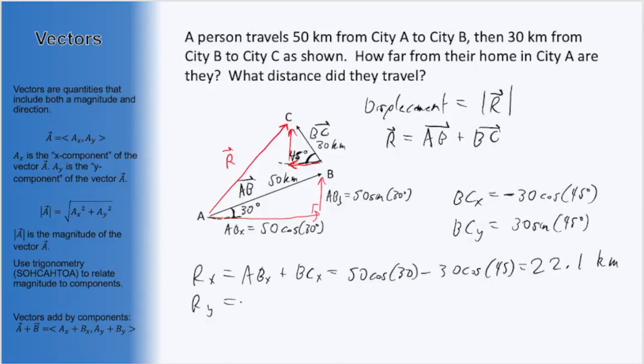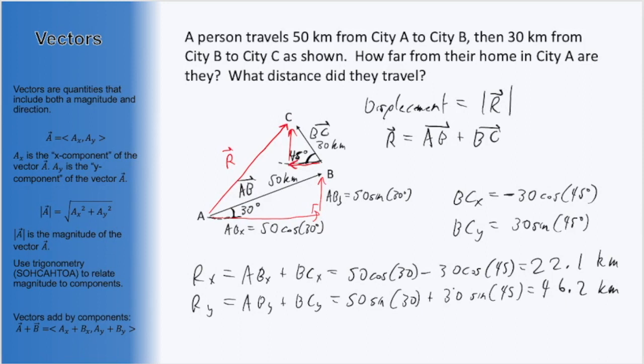Next up, for the y component of our resultant vector, I want to add the y components of my individual vectors, meaning this calculation should be 50 sine of 30 degrees plus that positive 30 sine of 45 degrees. Doing this calculation gives us approximately 46.2 kilometers. So in other words, if we went directly from city A to city C, we have gone eastwards 22.1 kilometers and northwards 46.2 kilometers. But we're not done quite yet.